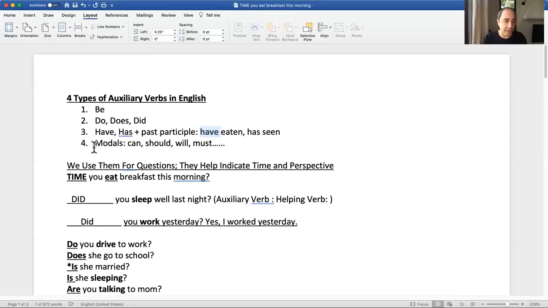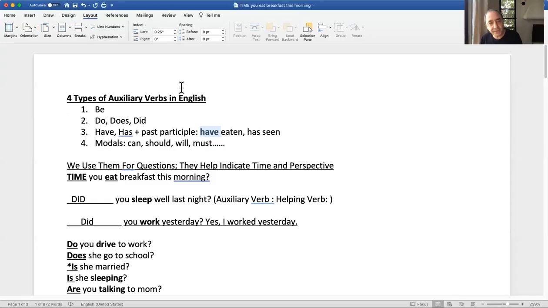Modals are always auxiliaries. They're never the main verb. Can, should, will, must. Okay, this is a big picture. You know, you study be in level 1A, and then do and does in 1B, and then did in 2, and have and has plus past participle in 3. But now we're looking at them all together. It's going to take some time to start separating them and identifying their patterns.